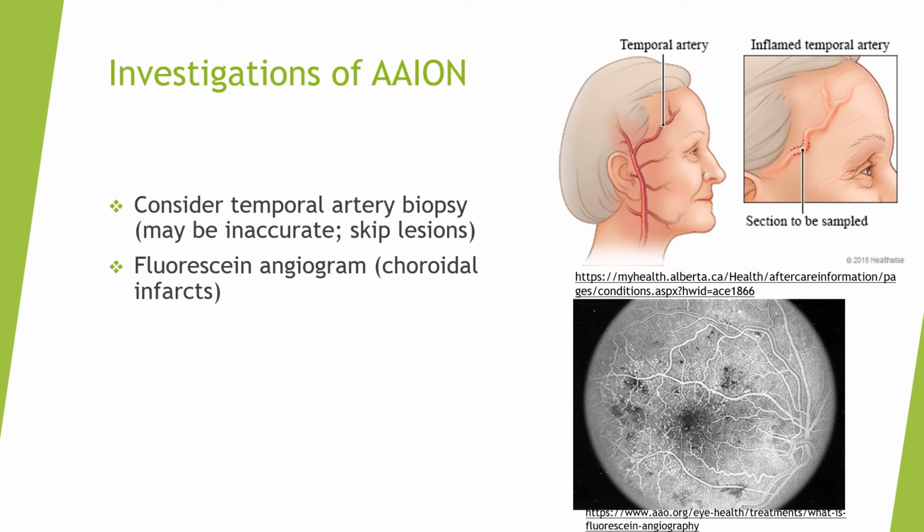The investigation of AAION includes a temporal artery biopsy. The biopsy is taken bilaterally and in 2 centimeter chunks. The reason that it is that way and such a big biopsy is taken is because the nature of the lesions are skip lesions. So they may not be continuous along the temporal artery, and if we are unlucky, we may accidentally biopsy the normal presentation of an artery between the skip lesions. Fluorescein angiogram would also be a good test to find out if the patient has AAION, and if the FA returns with choroidal infarcts in its results, that is pretty indicative of AAION.